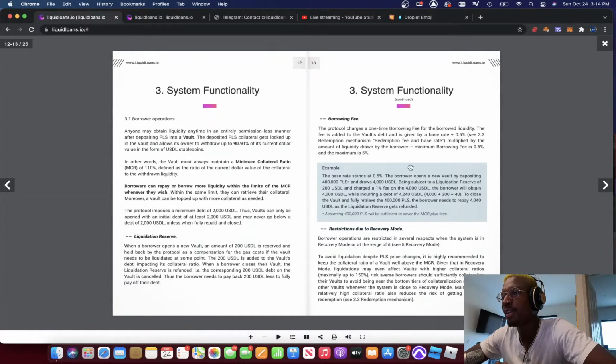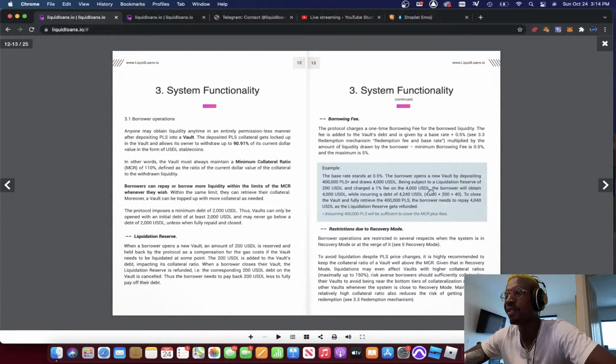The borrower opens a new vault by depositing, this is an example, 400,000 PLS and draws 4,000 USDL. That's all speculative. That's pretty much if PLS comes out at 1 cent, I believe. Yep, so this is as if PLS comes out and is at 1 cent. So you could borrow 4,000 USDL being subject to a liquidation reserve of 200 and a charge of a 1% fee on the 4,000 USDL. The borrower will obtain 4,000 USDL while incurring a debt of 4,240.